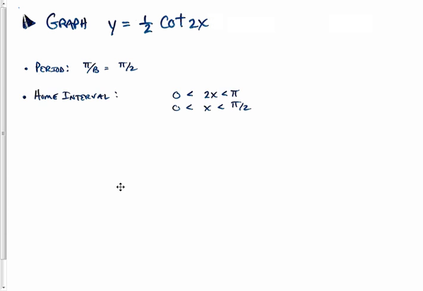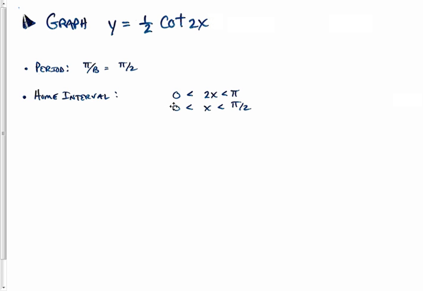And we calculate the home interval. To calculate the home interval, we put the argument between the normal asymptotes of the cotangent function. But remember, for the cotangent function, the normal home interval is from 0 to pi, rather than negative pi over 2 to positive pi over 2. So we snuggle 2x, this argument, between 0 and pi, and then we solve for x. To do that, we divide through by 2.